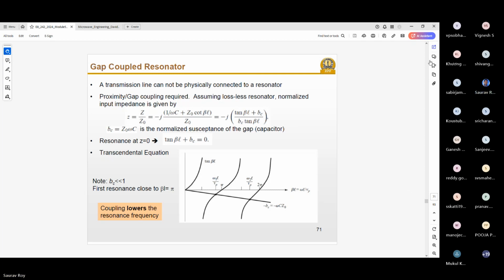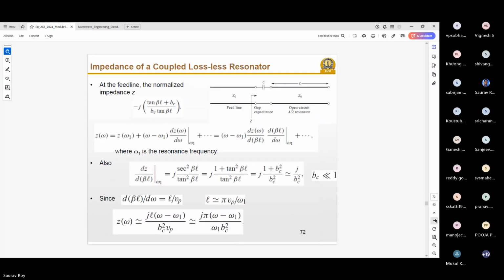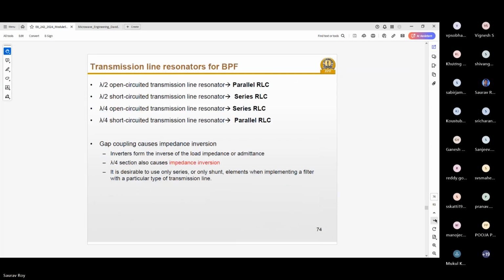Okay, so coming back to this, we can implement the gap coupled microstrip line for a bandpass filter design, and the basic analysis comes from this: how you can take a lambda by 2 resonator line with a capacitive section. The important point you should note is why the capacitive gap is required.